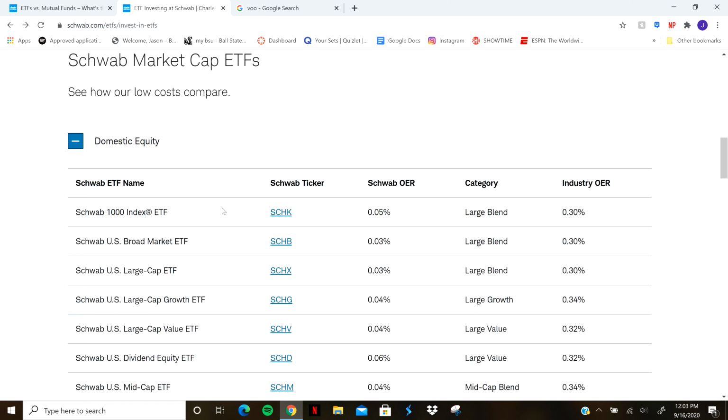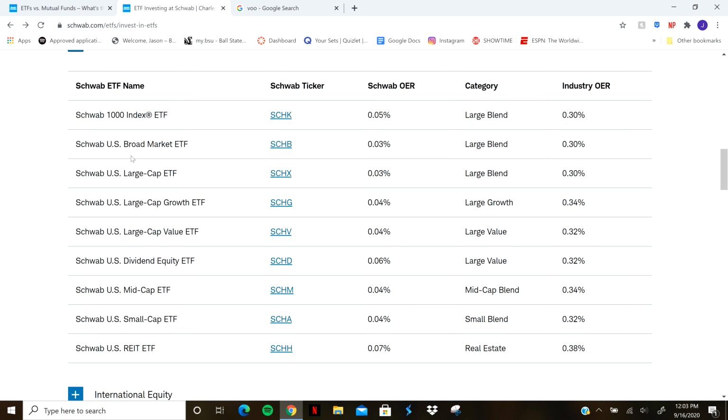So let's take a look at some of their domestic equity ones. As you guys see, they have all sorts of options: broad market, large cap growth, large cap value, dividend, mid cap, small cap, and even REITs. And then you have the 1,000 index. I believe these will be the 1,000 largest stocks in the U.S. stock market. But this is going to be very similar to the VTI or an S&P 500 ETF. Large cap growth is something that's very interesting. Large cap value, and they have them all broken down into categories here. They even have mid cap and small cap.